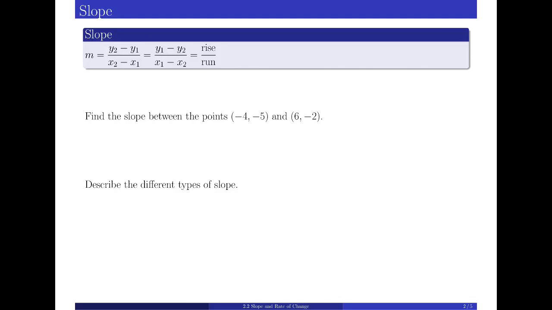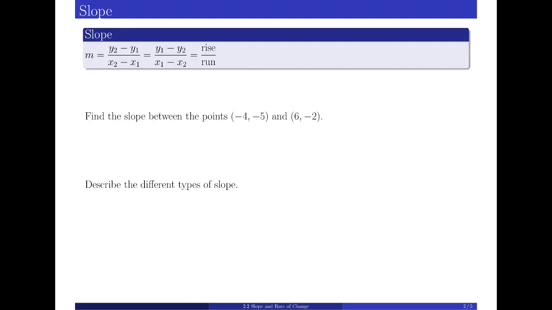You could also flip those around and do y1 minus y2 over x1 minus x2. It's really the same because nobody says which point you have to designate as point 1 and point 2. And so you could flip them around and you're fine, as long as you do the subtraction in the same order. So let's look at the example right here where we're asked to find the slope between the points -4, -5, and 6, -2.